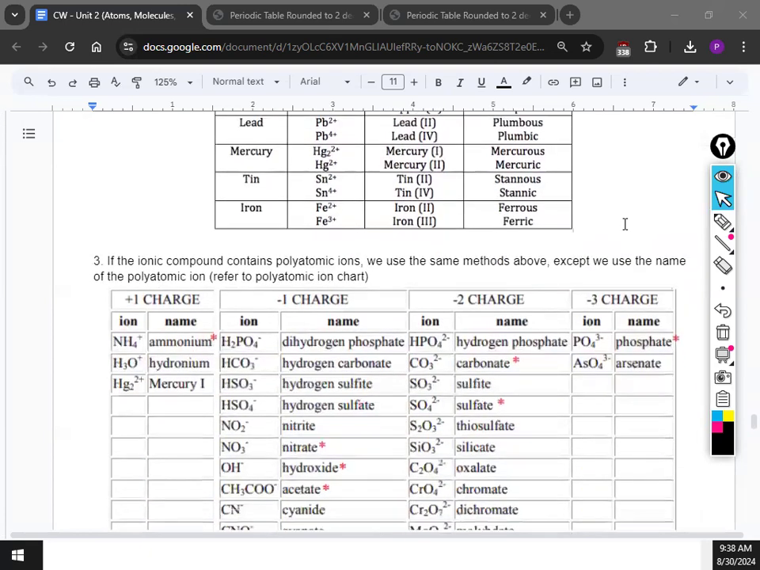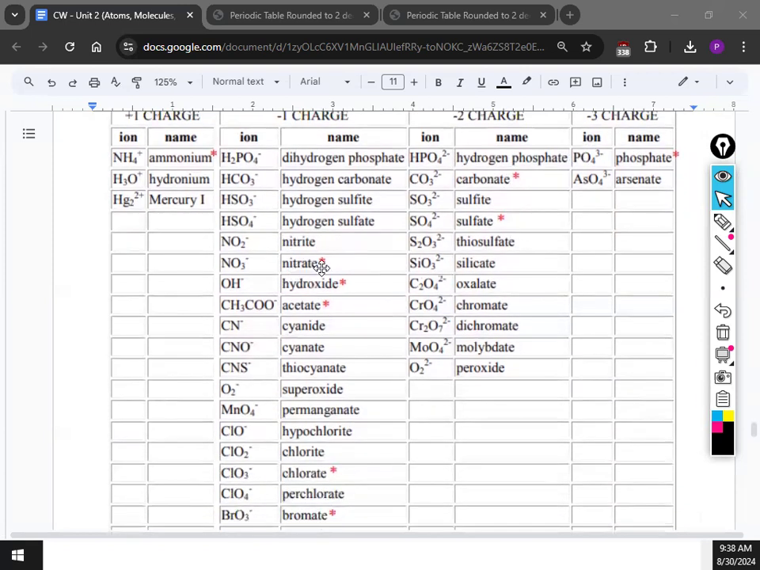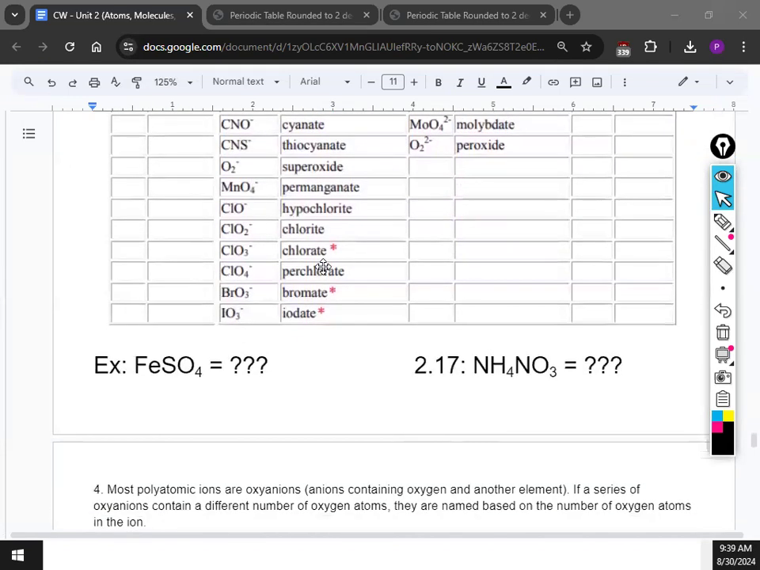All right, now last rule. This has to do with polyatomic ions. Just make sure you guys have them available somewhere. When you have polyatomic ions in your ionic compound, it makes the naming really easy, because all you need to do is write the name that's on the chart. Okay, so we'll do an example real quick.